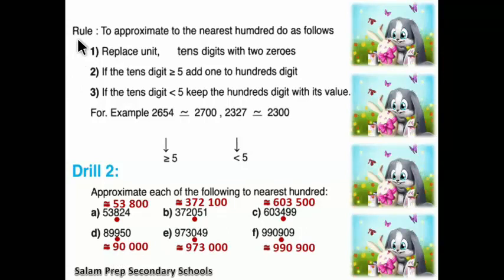Please remember this rule. To approximate to the nearest hundred, do as follows. First one, replace units and tens digits with 2 zeros. 0 in units, 0 in tens place. The second one, if the tens digit is greater than or equal to 5, add 1 to the hundreds digit. The third one, if the tens digit is smaller than 5, keep the hundreds digit with its value.